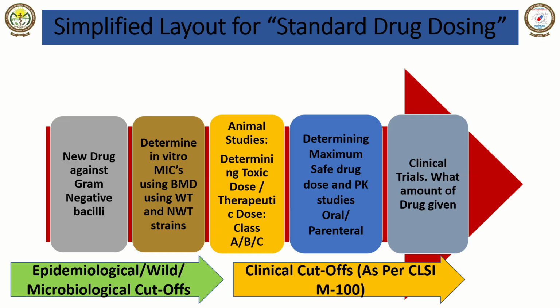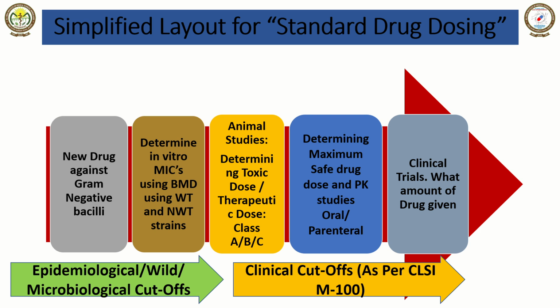If we see this diagram on the left, let's say we have developed a new drug against a gram-negative bacilli. What we do is first we have to check whether it is intrinsically or inherently resistant to a particular set of strains that we call the wild type strains, or the pan susceptible isolates, in which there is no acquired resistance mechanism. There may be an intrinsic resistance mechanism, like you may have a pan susceptible Proteus, but it will always be resistant to colistin, polymyxin B, and nitrofurantoin.